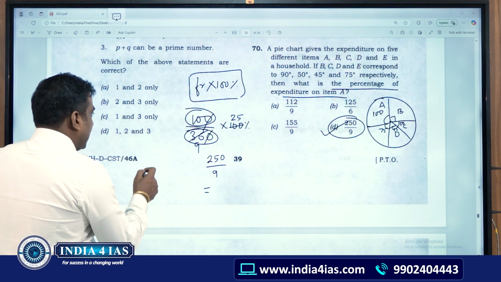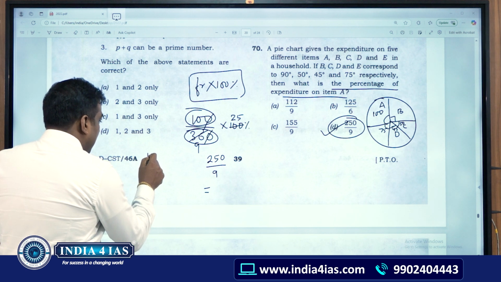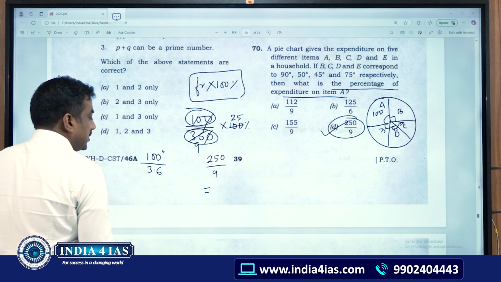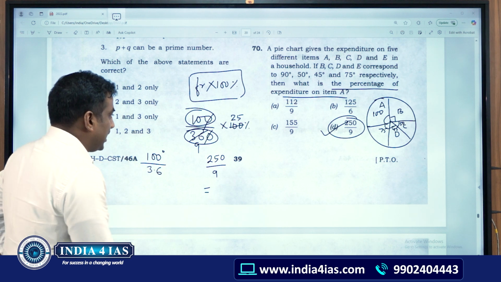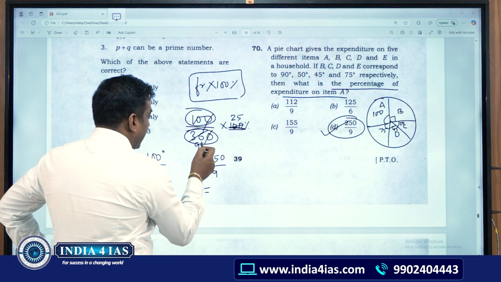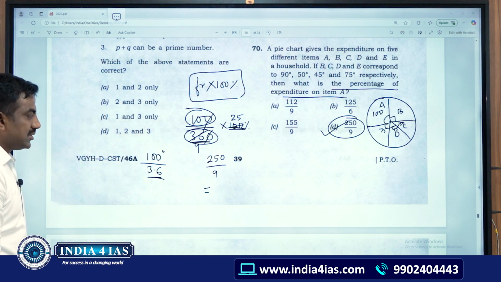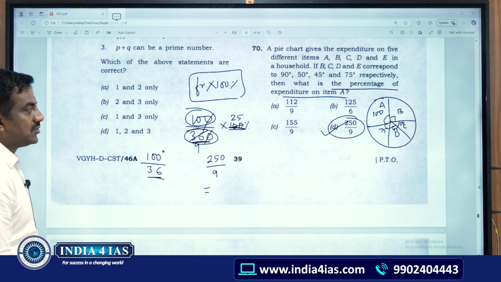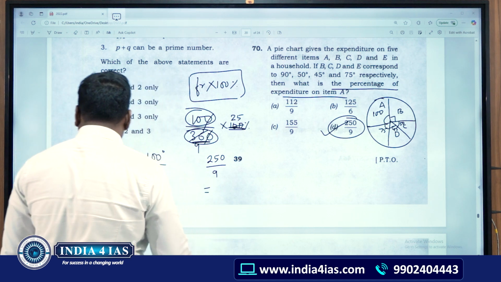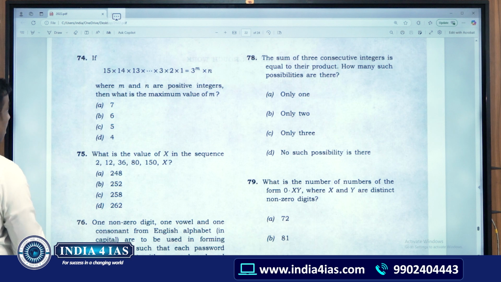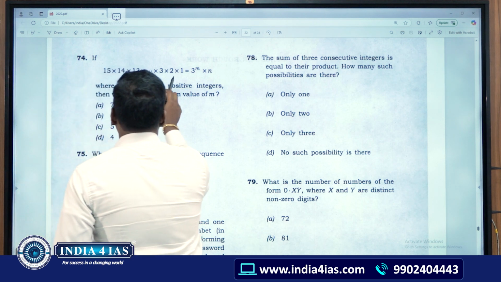Or directly you can take that angle, let's say here 100 degree and divide that by 3.6. That is what is happening. 100 here and 360 here. Directly you can divide it by 3.6. So 100 divided by 3.6 is nothing but 250 by 9. Next.